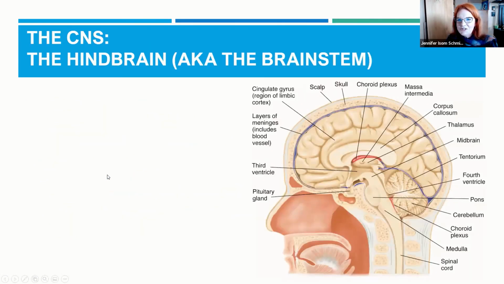Okay, still have a little bit more time. Great. Let's talk about the brainstem, also known as the hindbrain.